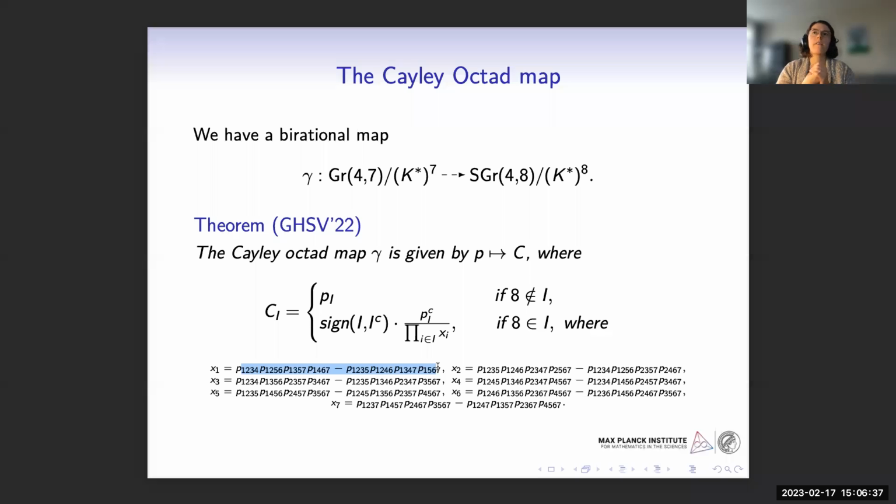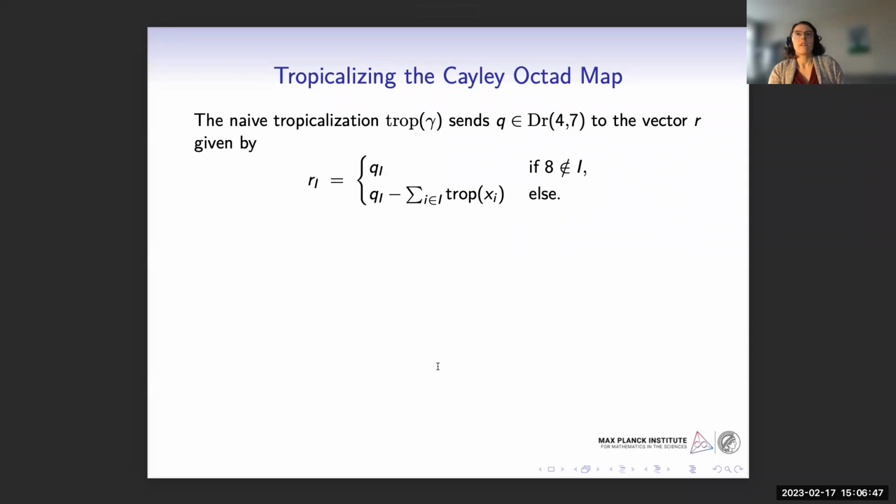And now, what we would love to do is to use this in order to parameterize the tropical self-dual Grassmannian 4,8. So we do the naive thing, tropicalizing this map. We take a point in the Dressian 4,7 and we map it to the q_i when 8 is not in the index, and to the tropicalization of this formula we had seen before: q_i minus the sum of these x_i.